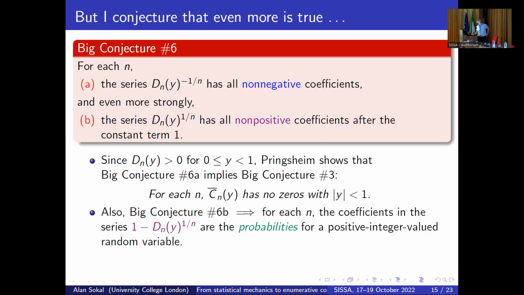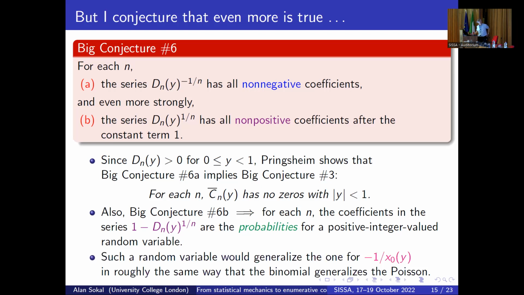And I believe I have a method that with more work and computer assistance can prove it for more n's. And maybe I can go up to about n equals 20, but that's all. And I have no idea what these random variables are. I mean, presumably it has something to do with some kind of combinatorial or probabilistic process on the complete graph with n vertices, but I have no idea what it is. But in any case, these random variables for finite n would generalize the ones for infinite n in roughly the same way that the binomial generalizes the Poisson.